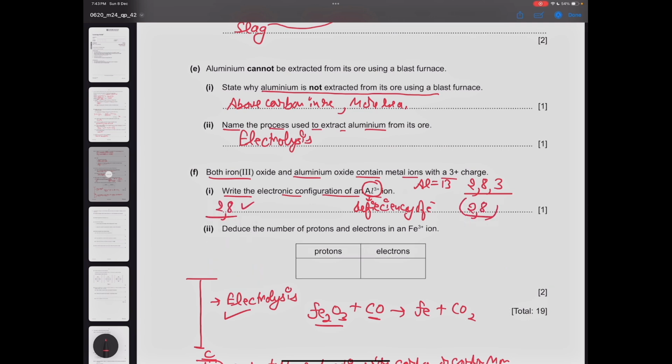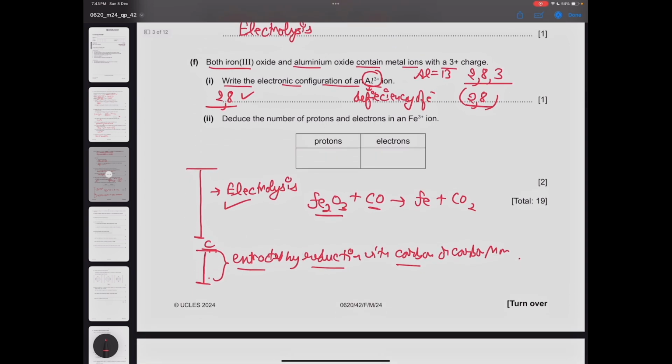Very simple. Deduce the number of protons and electrons in the Fe3 plus ion. Now, for this, we need to know the atomic number of iron, right? And the atomic number of iron is 26. You can check it out in the periodic table. Now, the number of protons always stays the same, right? So, 26 is protons, but now there is a charge of plus 3. Again, plus represents deficiency of electrons. What is the deficiency? 3. So, the electrons will be 23.